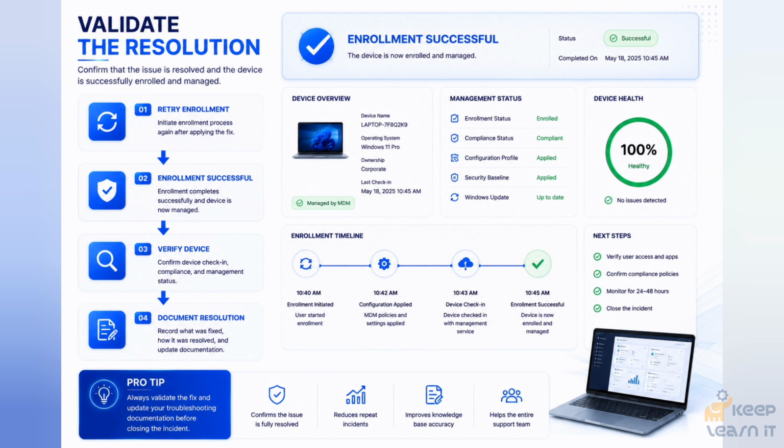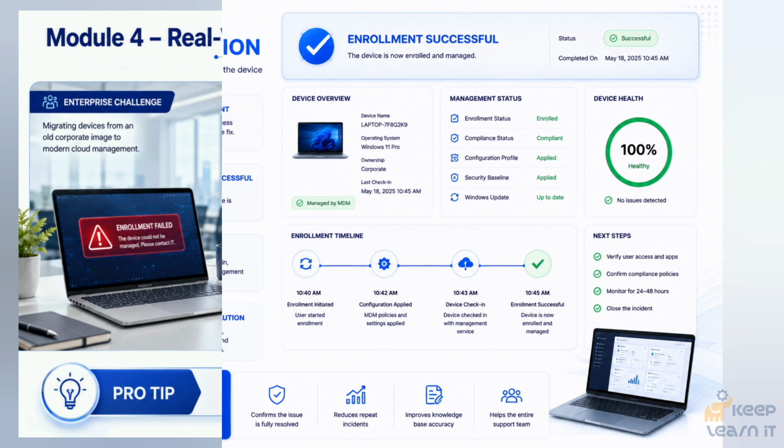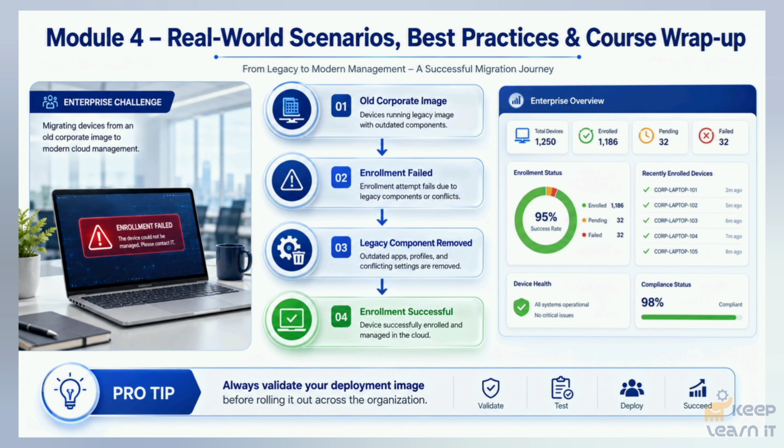After addressing the identified issue, retry the enrollment process. Monitor the enrollment carefully and confirm that the device completes registration successfully. Finally, verify that the device appears in your management portal with the expected compliance and management status. Successful troubleshooting isn't complete until you've confirmed that the device is functioning as expected and documented the solution for future reference. Let's put everything we've learned into a real enterprise scenario.